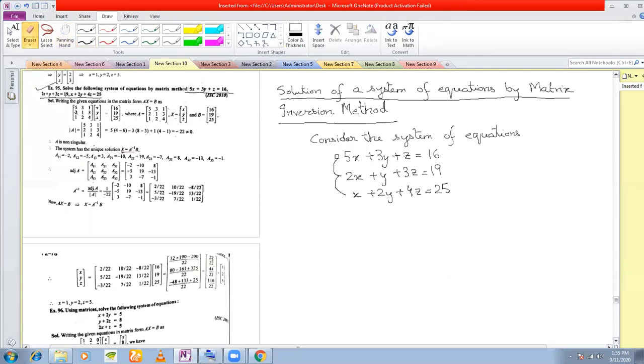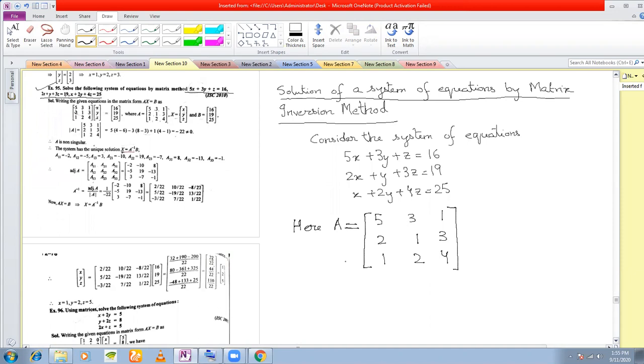Next, what you do here is you construct the matrix A. Now, what is the matrix A? The matrix A consists of all the coefficients of x, y, and z. This is your matrix A: 5, 3, 1, 2, 1, 3, 1, 2, 4. This is a matrix A.